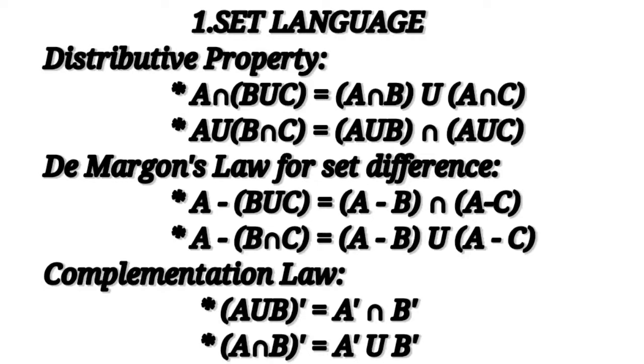Then De Morgan's laws for set difference. A minus (B union C) is equal to (A minus B) intersection (A minus C). Then A minus (B intersection C) is equal to (A minus B) union (A minus C). Then De Morgan's laws for complementation. (A union B)' is equal to A' intersection B'. Then (A intersection B)' is equal to A' union B'.